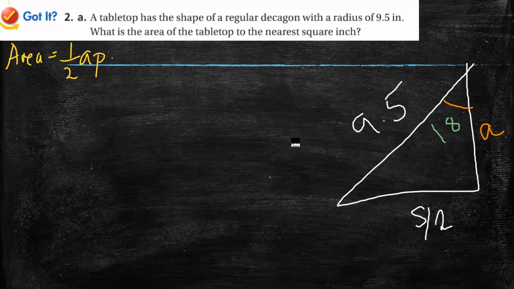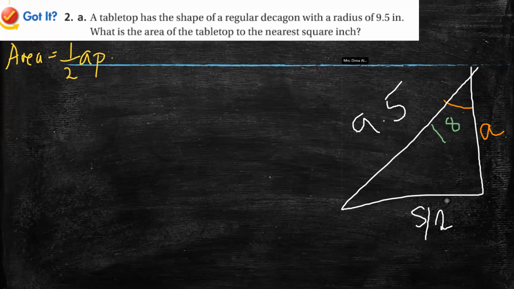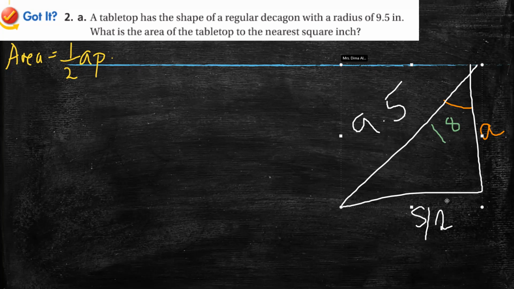Now look at this triangle here. As we said, we have to find S and A. So to find S, for example, what do we need? Do we need tan, sine, or cosine? To find the side, it's opposite and hypotenuse. Opposite over hypotenuse. The hypotenuse is the side that is opposite to the right angle. So this is the hypotenuse.